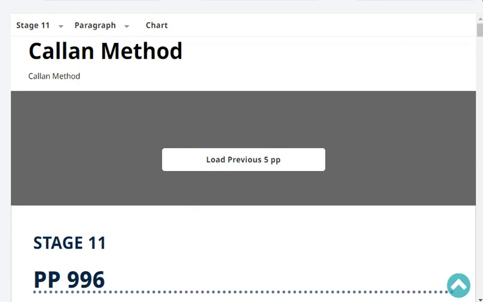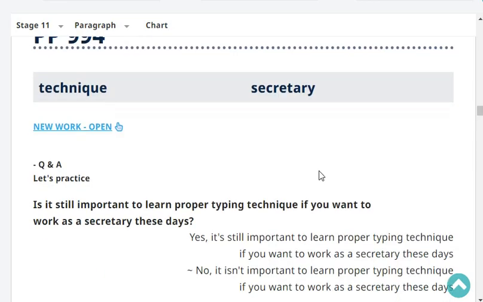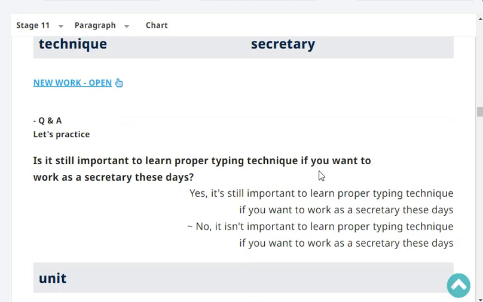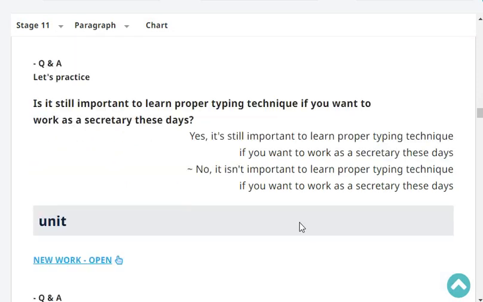Okay, let me just scroll down. Okay, here we go. First question. Is it still important to learn proper typing technique if you want to work as a secretary these days? Yes or no? Yes. It's still important to learn proper typing technique if you want to work as a secretary these days.